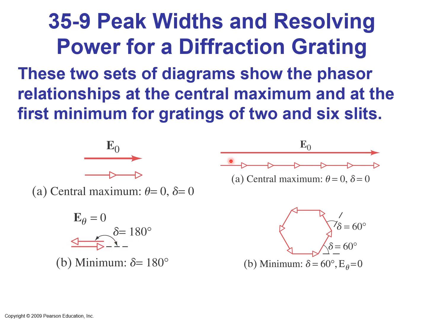For the case of 6 slits, we have 6 phasors. At the central maximum, when theta is 0, there's no phase difference between these slits or these phasors. They all add up and have maximum intensity E0. But for the minimum, these 6 phasors have to vectorially add to a total of 0. Therefore, we will have a phase difference of 60 degrees between the light fields from each slit.